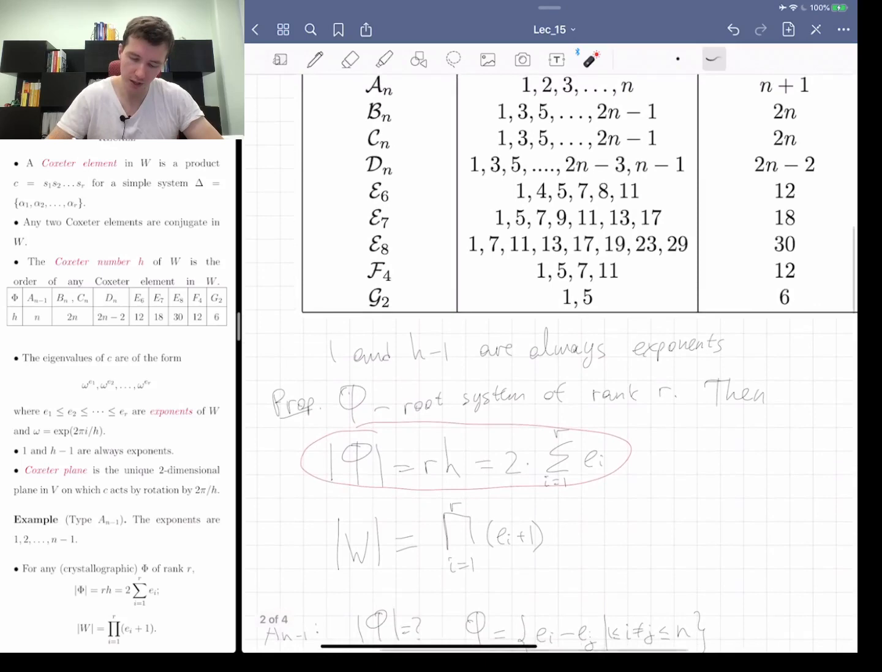So for example, for type A_{n-1}, this is going to be the size of W. W is S_n, so that's n factorial. And the exponents are 1, 2, up to n minus 1, so that's going to be 2 times 3 times all the way up to n, which is n factorial. So these are the two formulas, and I like these formulas.